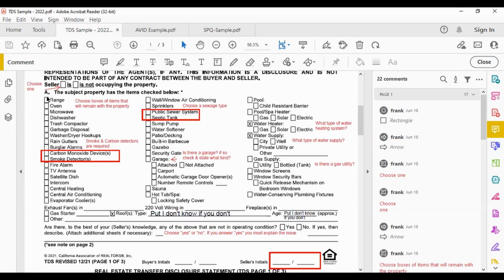There are also a series of boxes here to check for items that are in the home. Appliances, range, oven, microwave, dishwasher, trash compactor, and so on and so forth. Now, any one of these boxes that's checked that is not functioning, you have to explain down here. To the best of your knowledge, are any of the above not in operating condition?